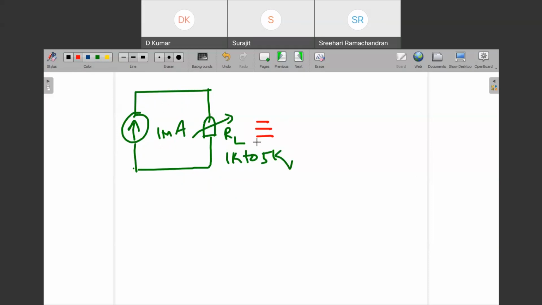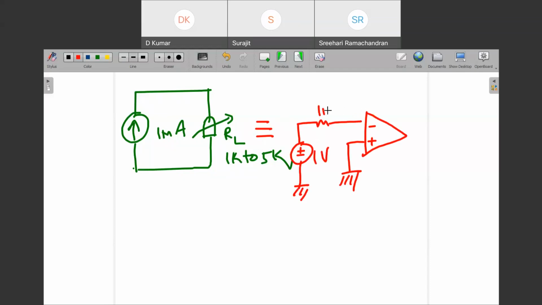can be built with the help of an op-amp. Okay, see how I'm drawing. Suppose this is the op-amp and the configuration which we will take up is the inverting mode, right? So this is a very good current source. Okay, this is 1 volt, this is 1 kilo ohm, right? And there is a load, V0. We are varying this, 1K to 5K.